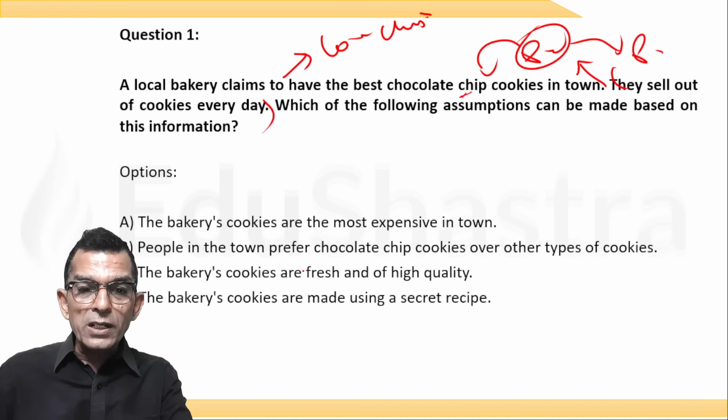Because people in the town prefer chocolate chips, but you cannot say that mine is the best until and unless this happens. If yours is the worst, then though you have, you cannot say the best chocolate chips you have in the town, because your chocolate chips are not selling. People prefer it, but they don't come to your shop because you do not have the best ones. Then this conclusion cannot be supported.